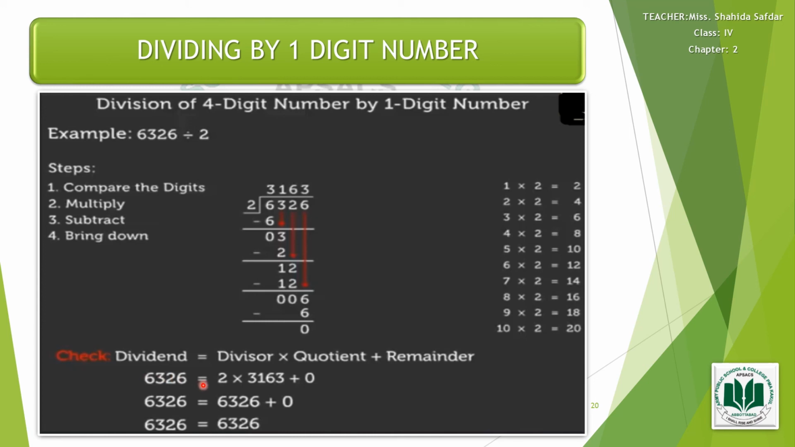6326 equals 2 multiplied by 3163 plus 0. So 6326 plus 0. Here 6326 equals 6326. So our calculation is correct.